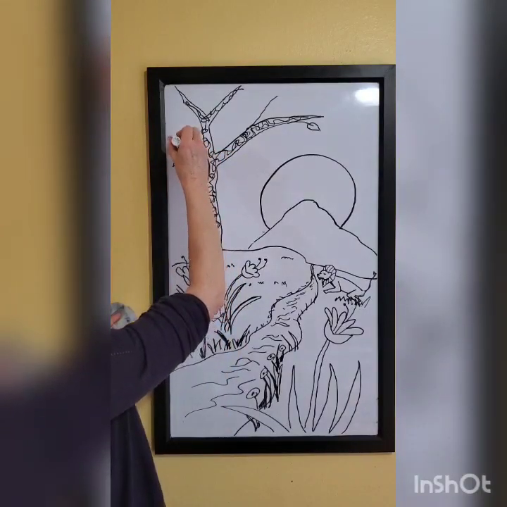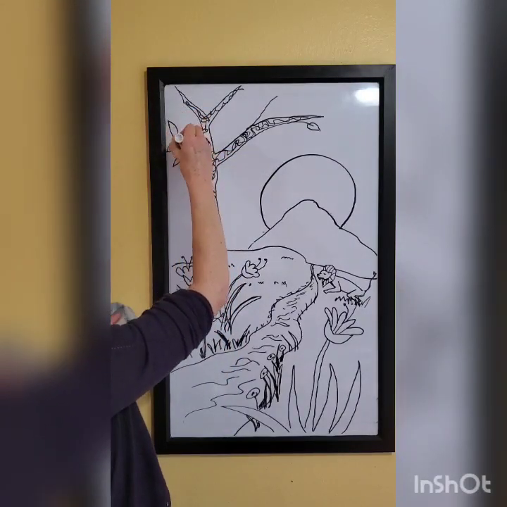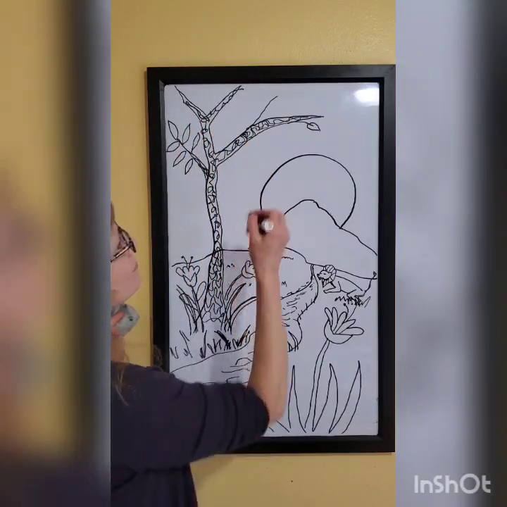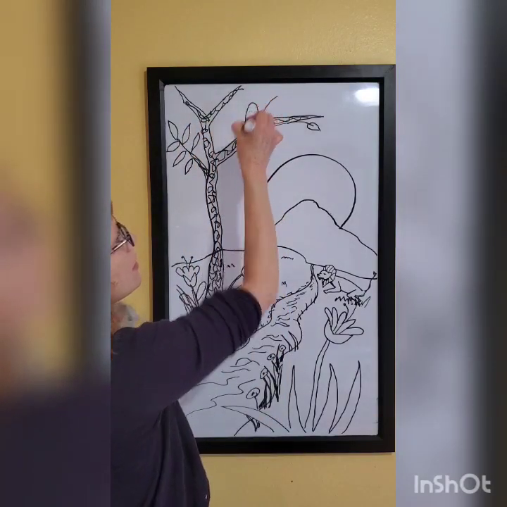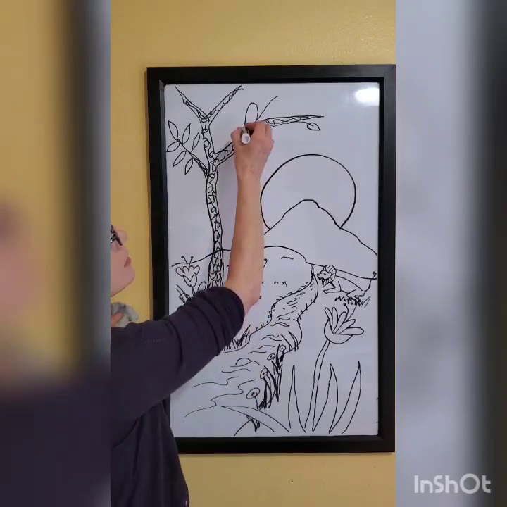Now let's work on our tree. What type of leaf shapes do you want to add? You could even add flowers. I've decided to add a bird into the tree.